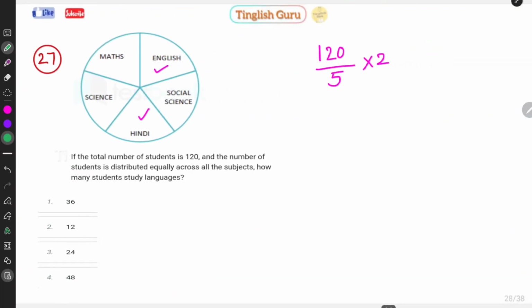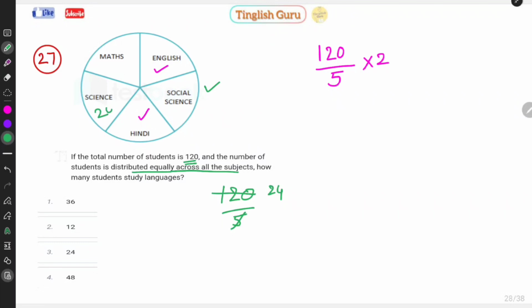Next. So in this question, a pie chart is given. Here it is said the total number of students is 120. So total is 120. And the number of students distributed equally. So means each part is how much? 120 by 5. 120 by 5 means 5 2s, 5 4s.